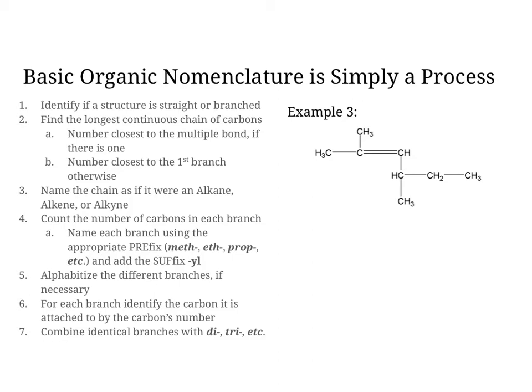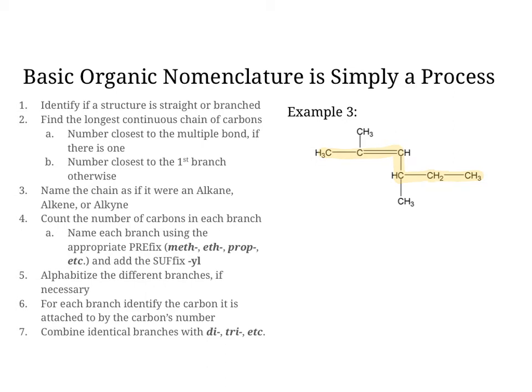So here we have one more example about naming. Identify if the structure is straight or branched. I can see that there's branches coming off, but now the next thing I have to do is find the longest continuous chain of carbons. So I'm going to go 1, 2, 3, 4, 5. Okay, that's something. Then I'm going to go 1, 2, 3. Well, then I'm going to go 1, 2, 3, 4, 5, 6. So it looks like in this case I have a 6 carbon long chain.